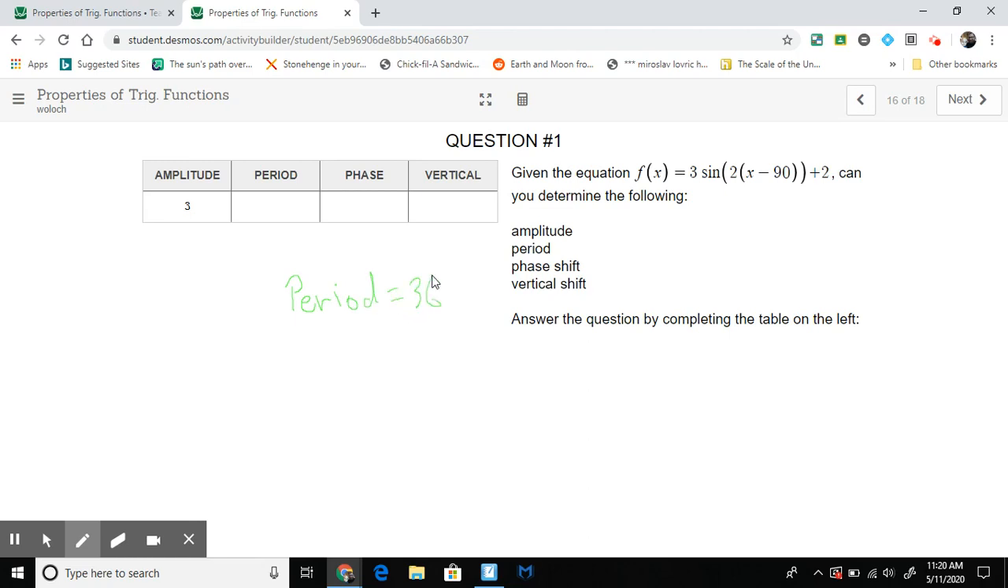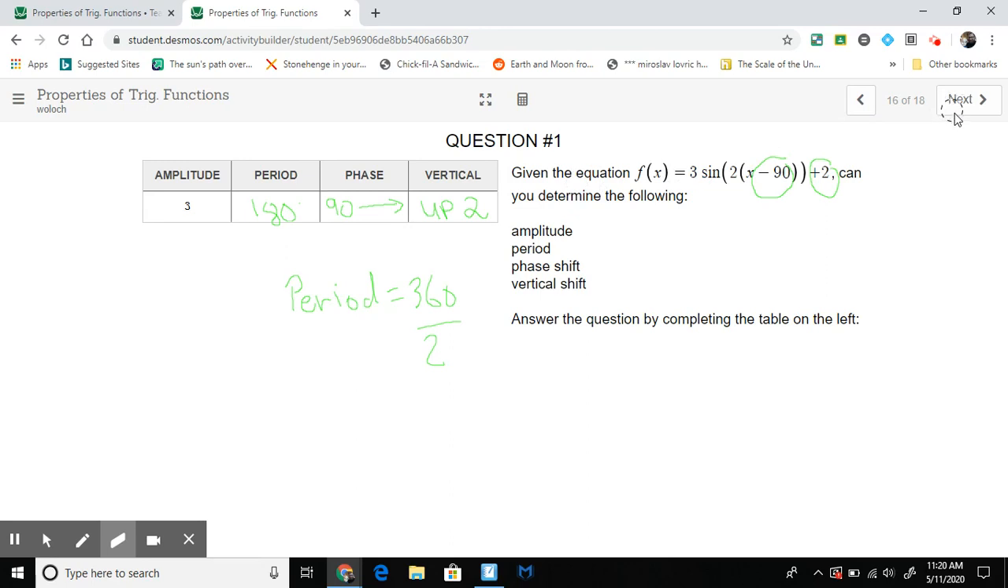is going to be 360 divided by 2, right? Which is 180. Phase shift, I get from this, right? So this is going to be 90 this way. And then the vertical one I get from here, right? So this is up 2. Okay? So hopefully that part was not too messed up.